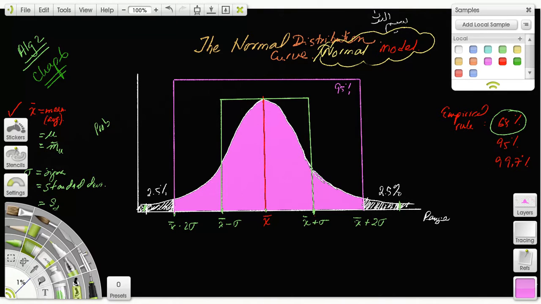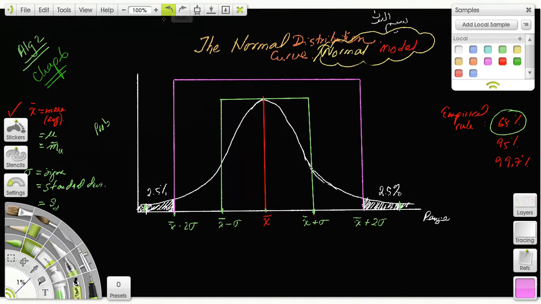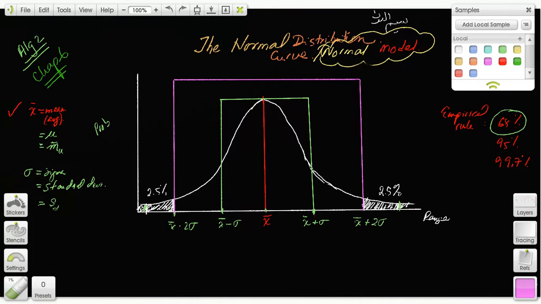If you were to go out another standard deviation, you would get over here. You would capture 99.7% of the data. So if you want to know the empirical rule, what you have to understand is this. The empirical rule says that within one standard deviation, there's 68% of the data. I can write that 68% from here to here.